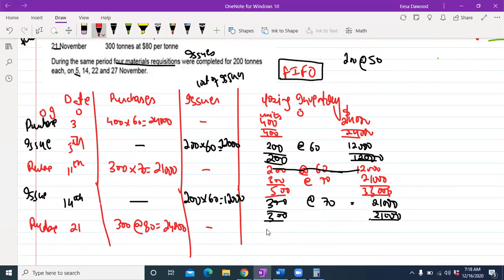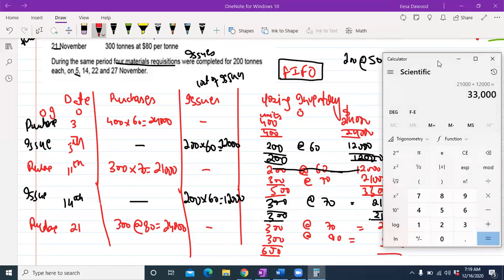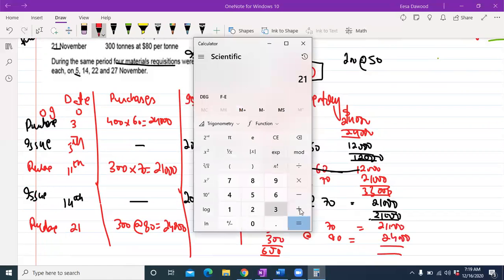What is the closing balance? Closing balance is we already have 300 at 70. That is going to be the opening inventory, right? And we also purchased on 21st a batch of 300 units at 80. So we also have that in the inventory, right? So we have 600 units worth total 45,000, right?